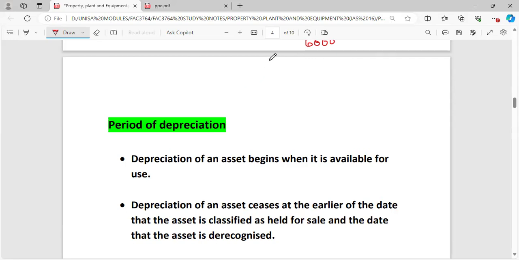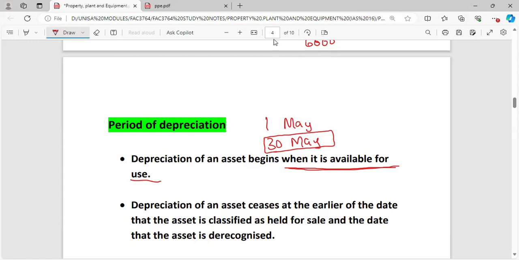Period of depreciation. Always look out for this when you are calculating your PPE. We only depreciate an asset when the asset is available for use. They can say the asset was purchased on this date. Let's say they can say the asset was purchased on 1 May and was available for use on 3rd May. So this is the time when you start to depreciate the asset. So you should not be confused by this date. When the asset is available for use, that's when you start to depreciate that particular asset.